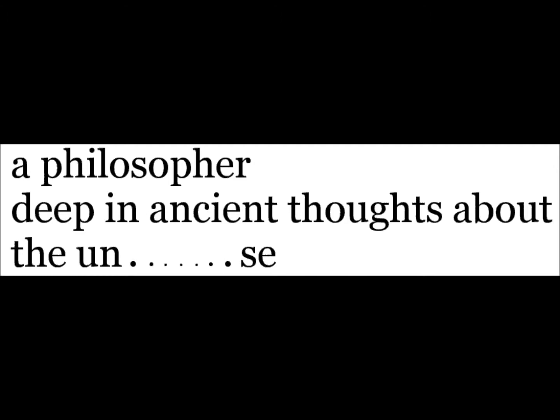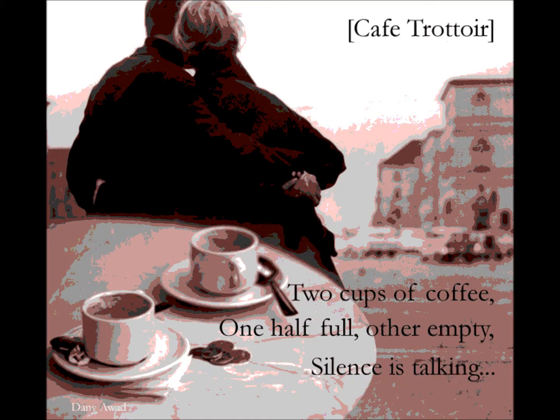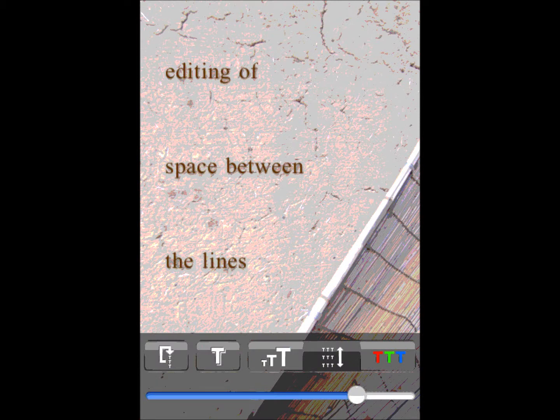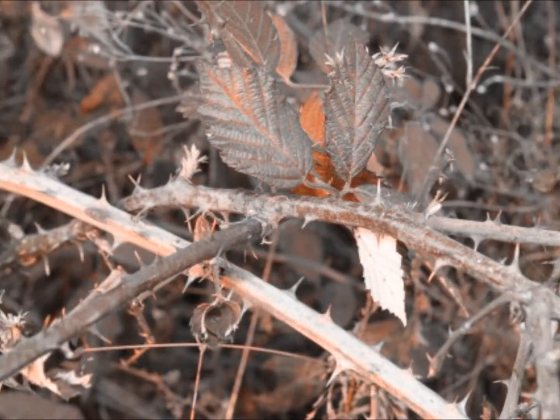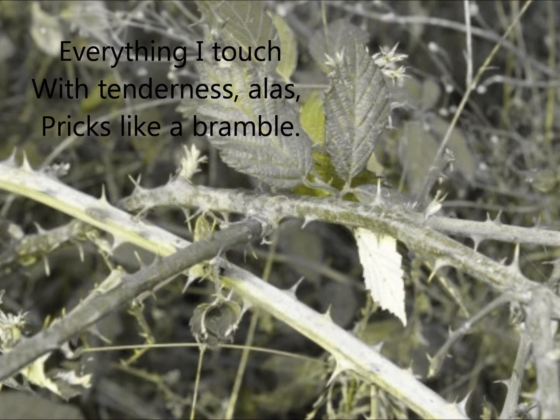We're going to look at different haikus first and let our imagination create the image the writer may have intended. In the end, it's what you can see these words and phrases becoming. Some of you will have the same poem, mostly because you would have a list of 10 haikus to choose from. Here are a few examples that stood out to me. Everything I touch, with tenderness, alas, pricks like a bramble.